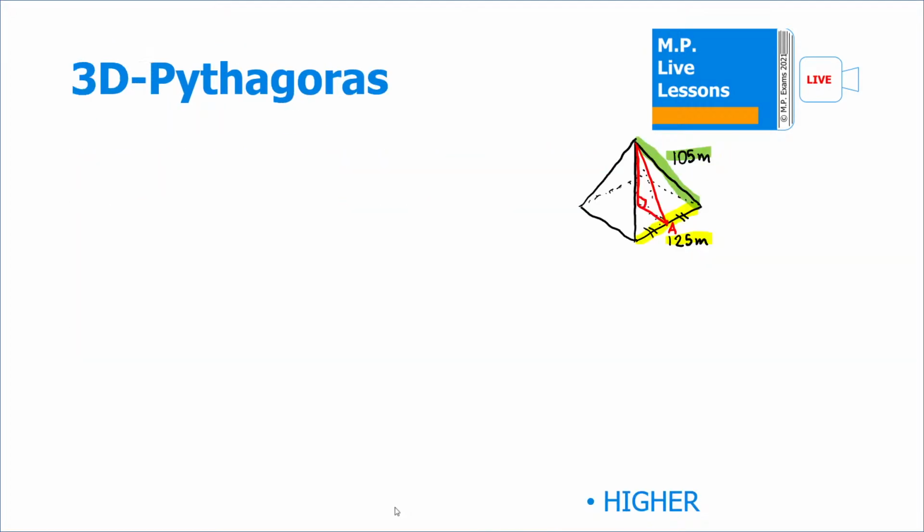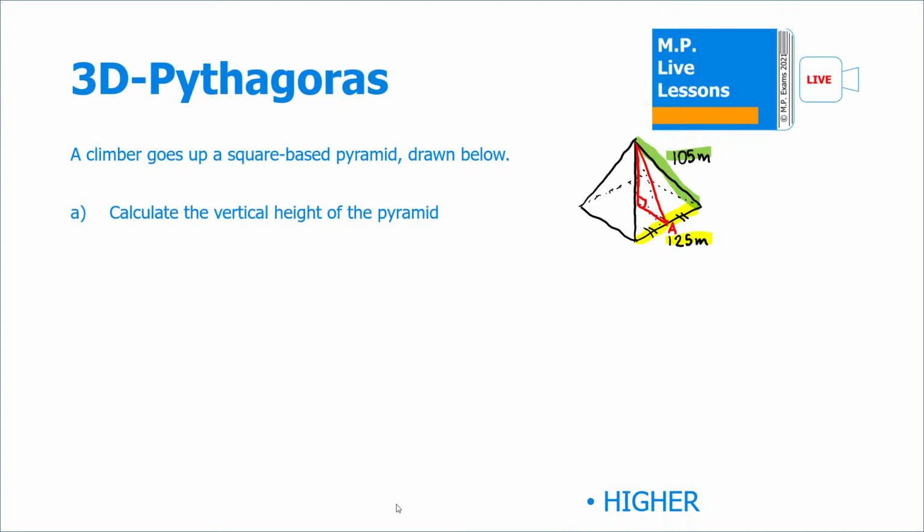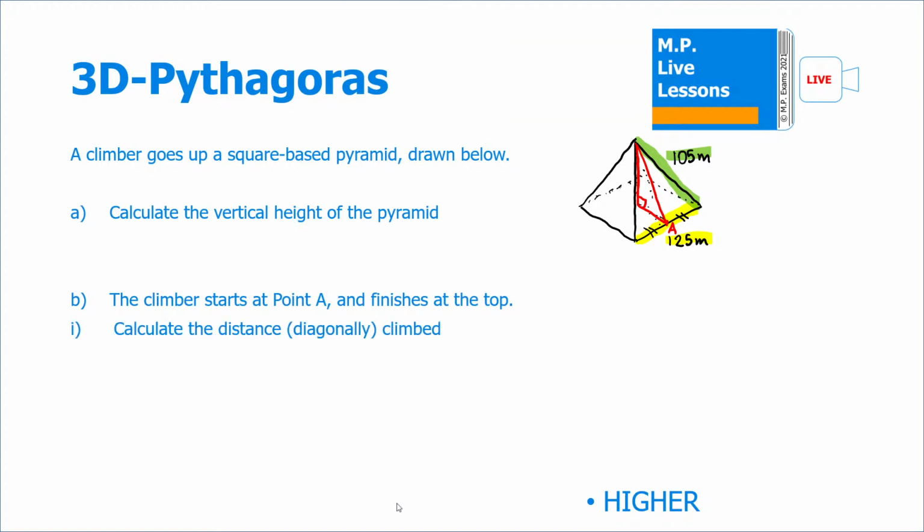Next, higher tier will need to know about 3D Pythagoras. So let's say a climber goes up a square-based pyramid as shown below. So calculate the vertical height of the pyramid. The climb starts at point A and finishes at the top. Calculate the distance diagonally climbed and find the gradient of its climb.